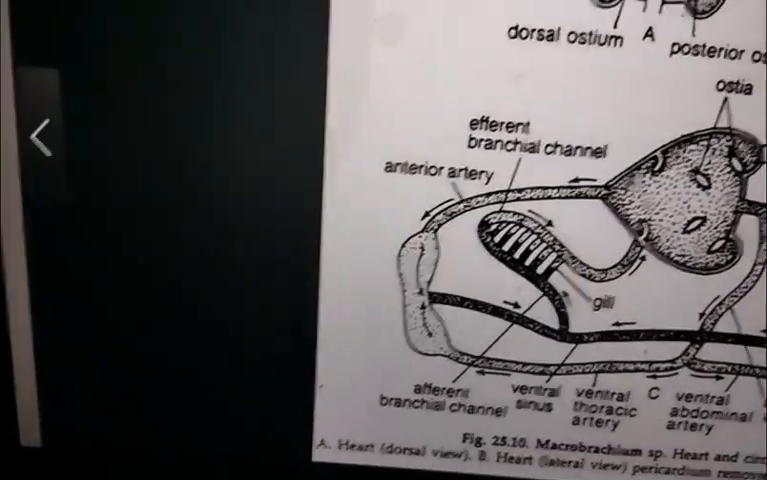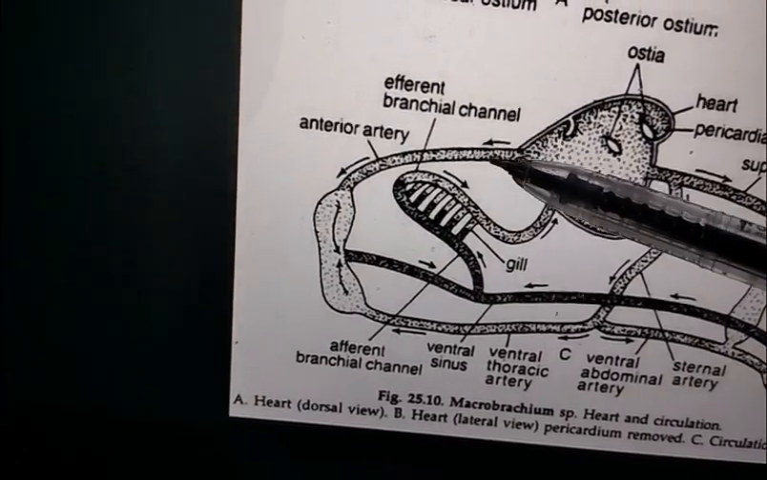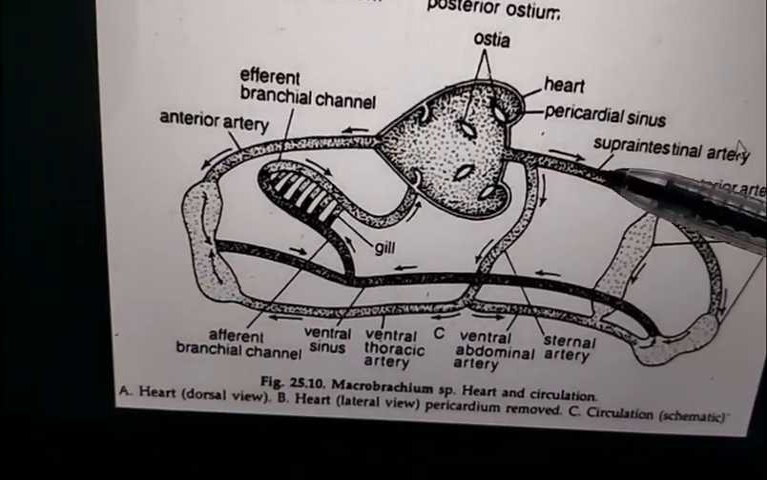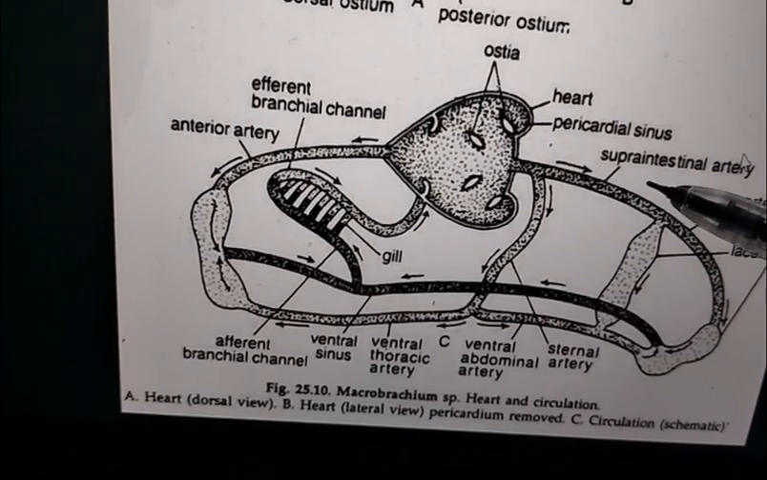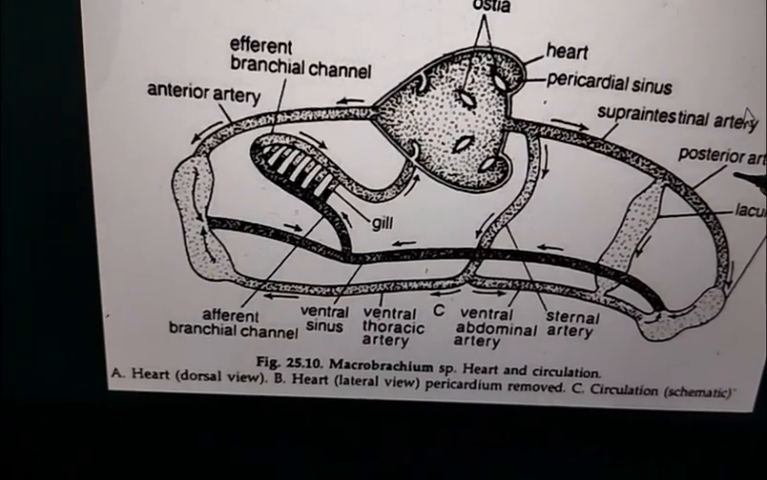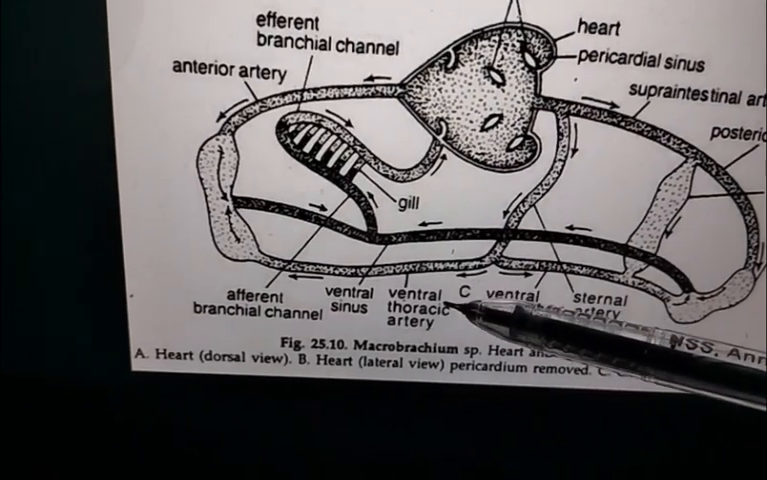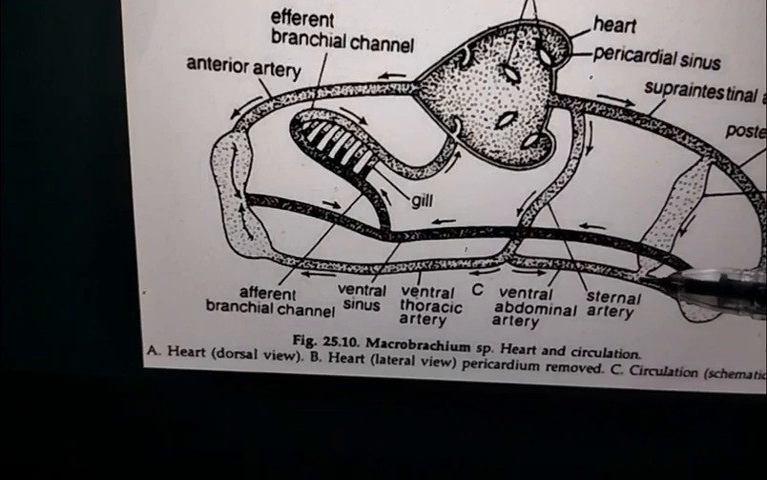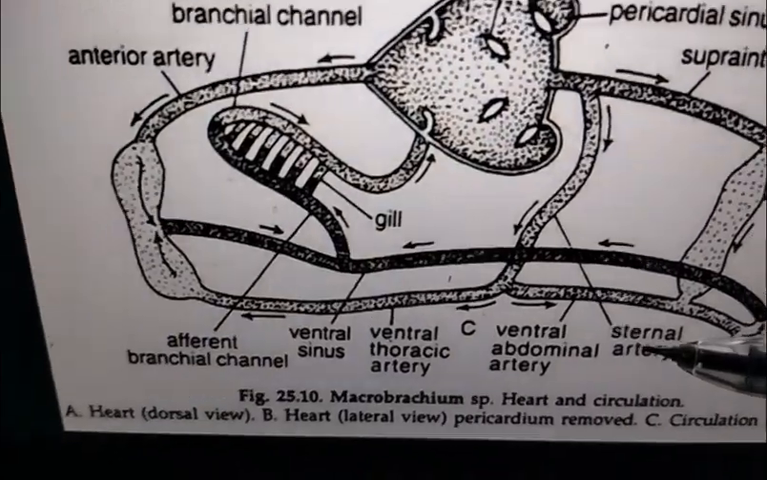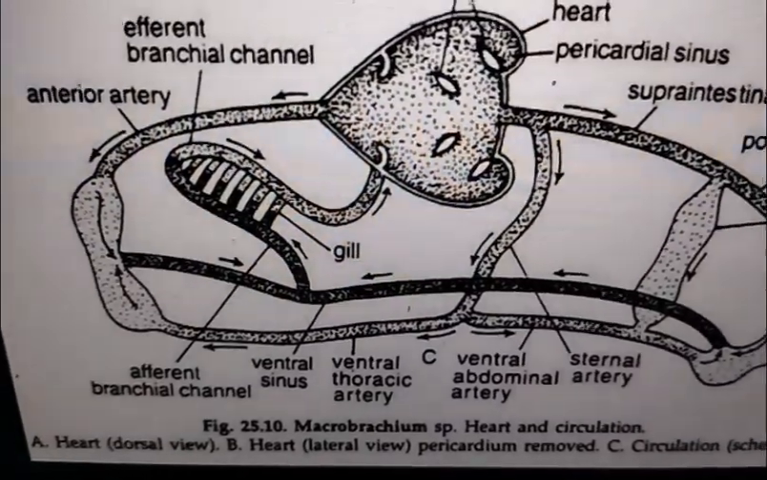You can see these arteries. This artery is present in the anterior, so it is called the anterior artery. This one is situated in the posterior part, that is why it is called the posterior artery. And there are some arteries present on the ventral side. We call them the ventral thoracic artery and the ventral abdominal artery, and the sternal artery. These are on the ventral side.